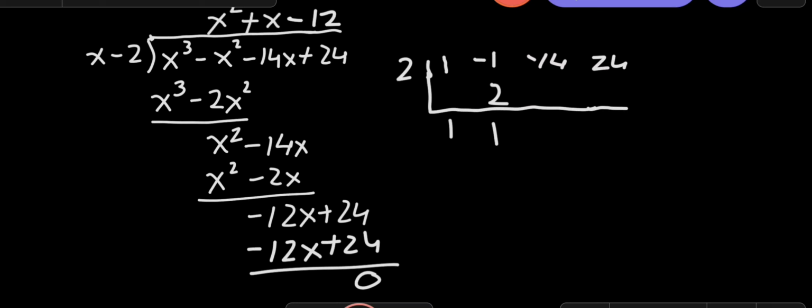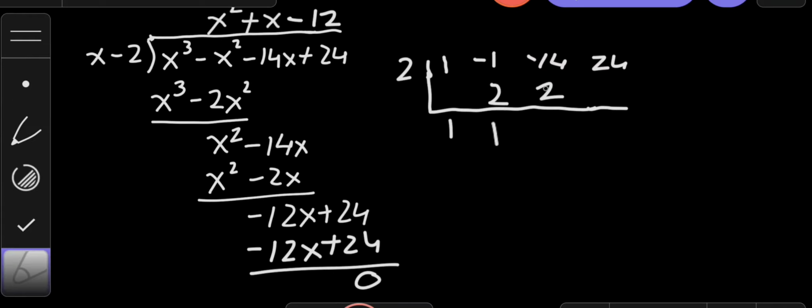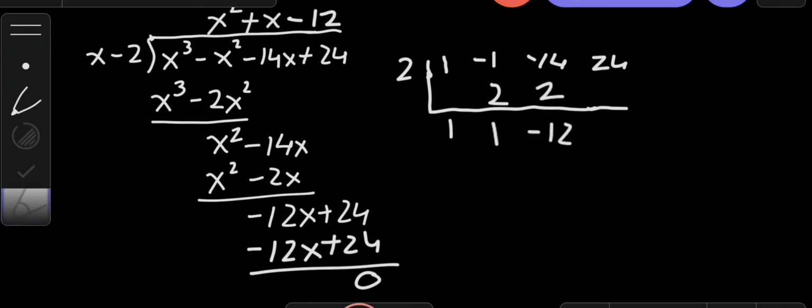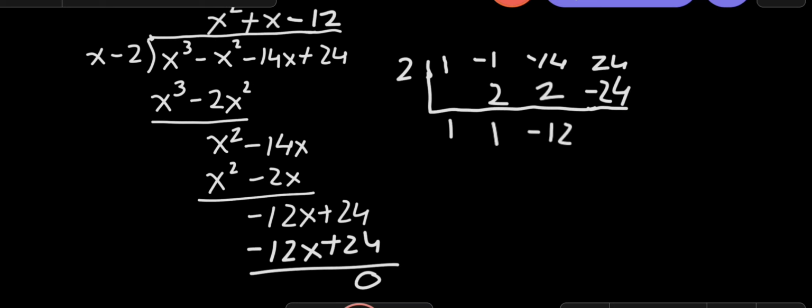1 times, and now you repeat. You take that 1 times this 2 out here, which is 2 again. We add that column: negative 14 plus positive 2 is negative 12. Then we multiply that negative 12 by the 2 outside, so negative 12 times 2 is negative 24. And when we add, 24 plus negative 24 is 0. So the sum in that last column, that 0, is your remainder.